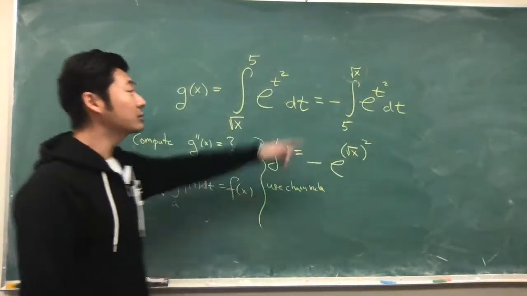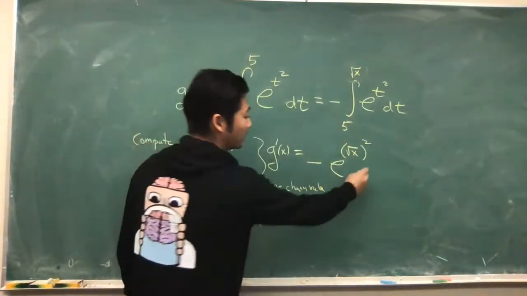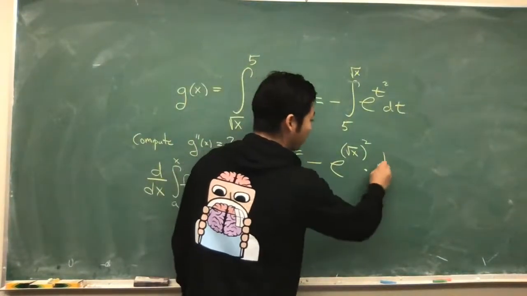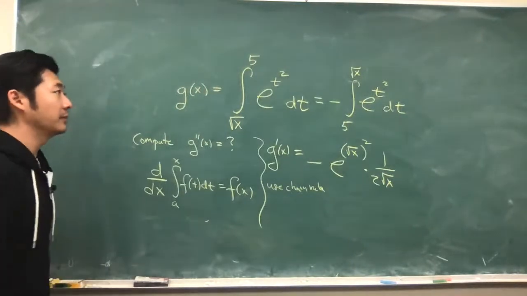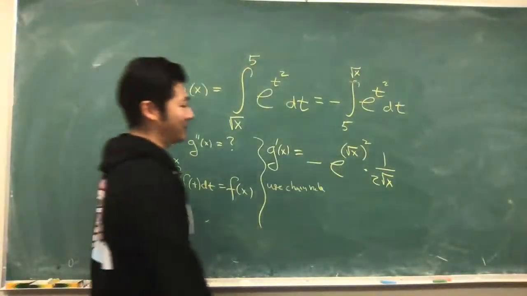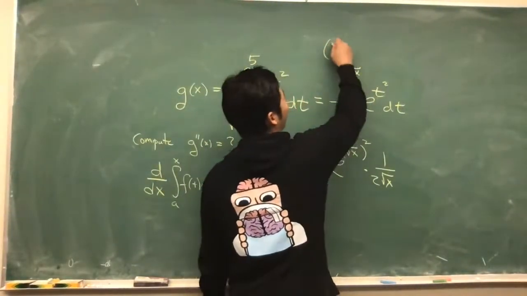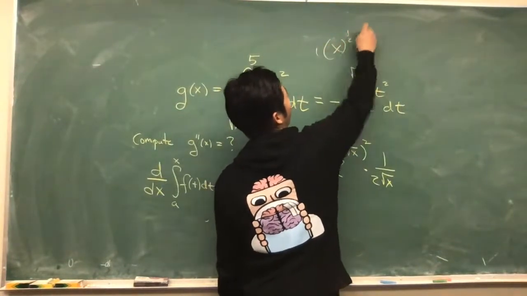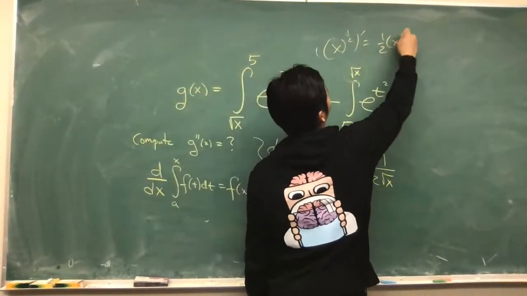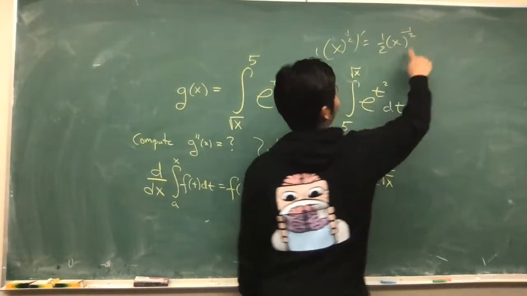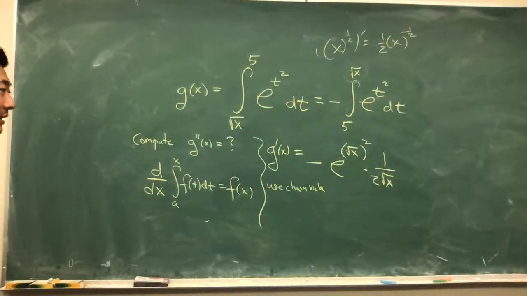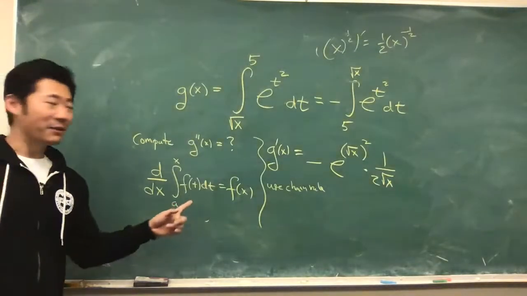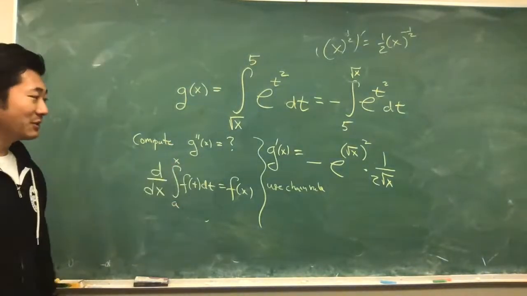So you have to multiply by this guy. So the derivative of square root of x is 1 over 2 root x by using the power rule. So x to the 1/2 prime is 1/2 x to the negative 1/2, which is nice. So now we want to take the second derivative, so we just need to take the derivative one more time.